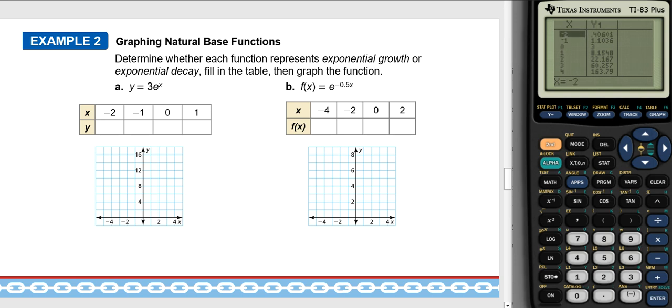The problem becomes we don't get a lot of clean whole number data when we're dealing with natural base. So this would be 0.40 or 0.41, and then this would be 1.10, and then 3, and then 8.15, right? So I'm getting all of that from table on my calculator, and then I have to do some estimating here as I am plotting my points.